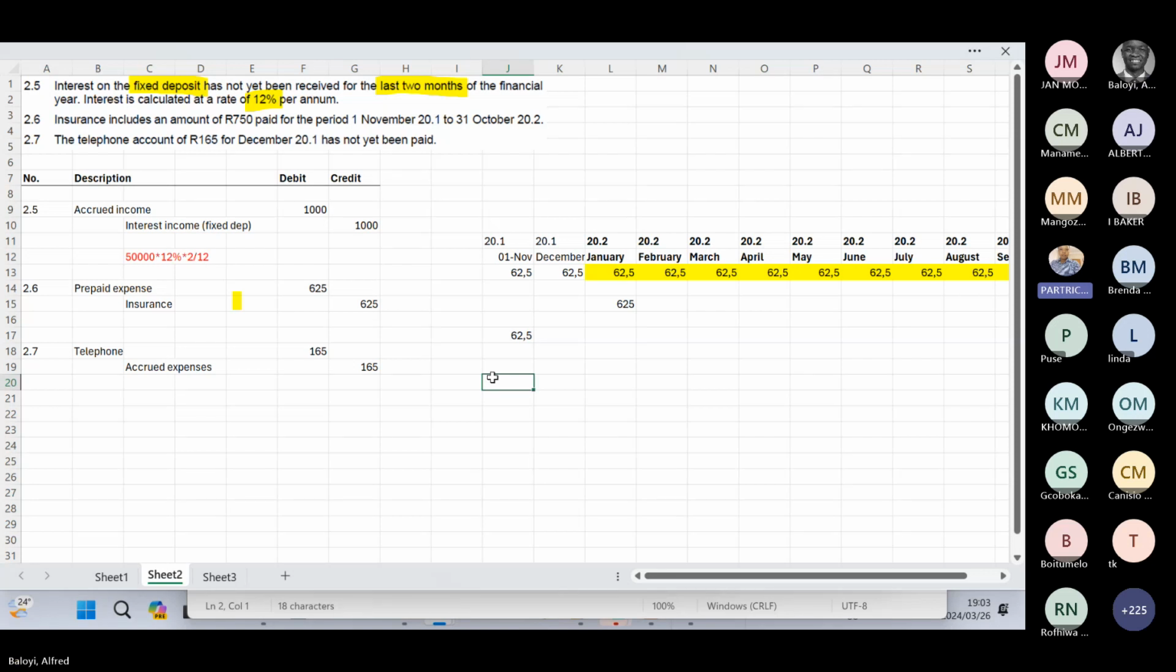If I say 50,000, we say 12% times 50,000, then we get 6,000. It's for the full financial year. Then we just divide by 12 and we get 500. So we're actually trying to look for the amount for 2 months, then it's 1,000 rand.